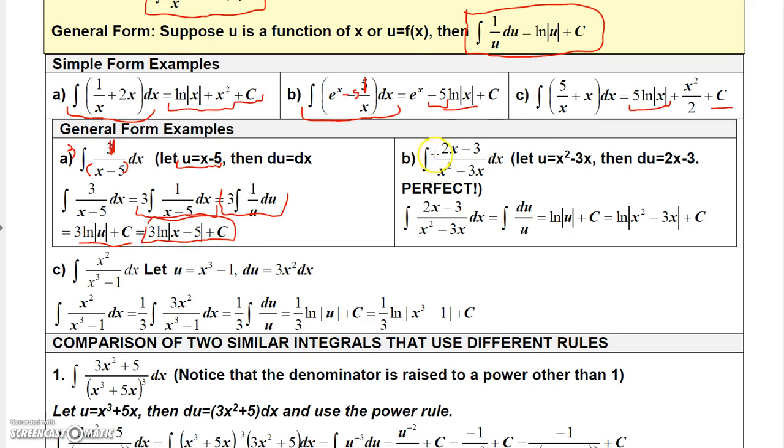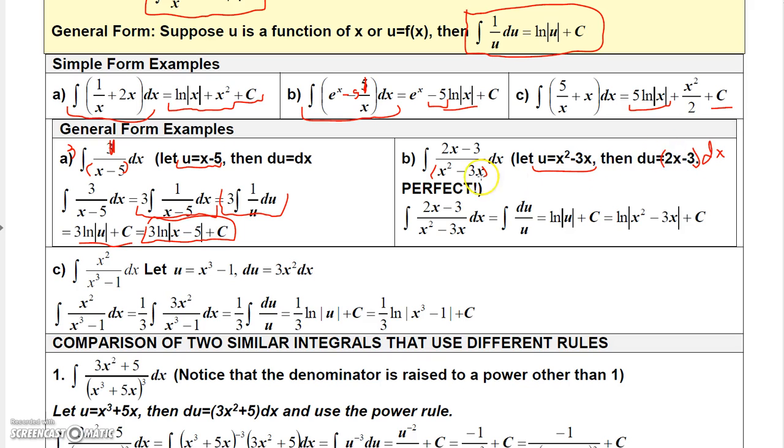All right, well, here's another one. This one, I've got a function in the denominator, and of course the key is it's not raised to a power, so I wouldn't use the power rule. But if I let the denominator be u, so let u equal x squared minus 3x, then du would be 2x minus 3, and I forgot the dx, but it'd be 2x minus 3 dx.